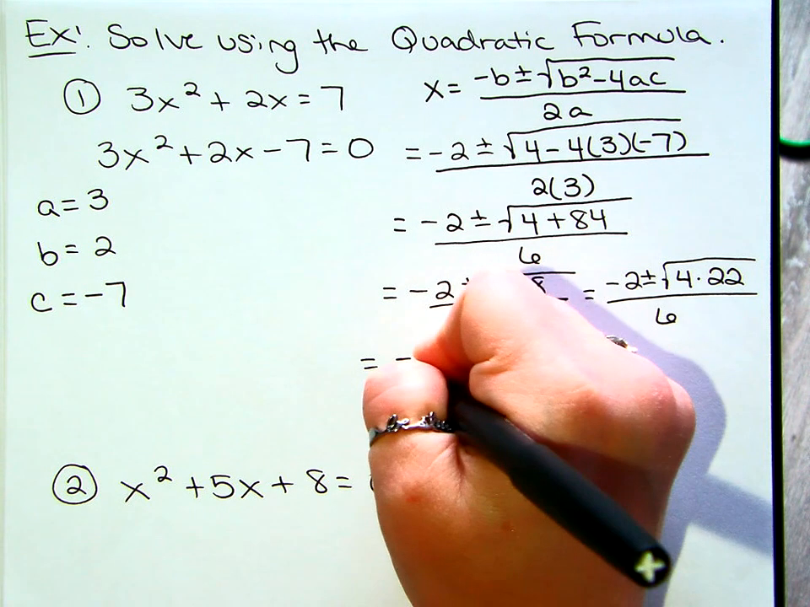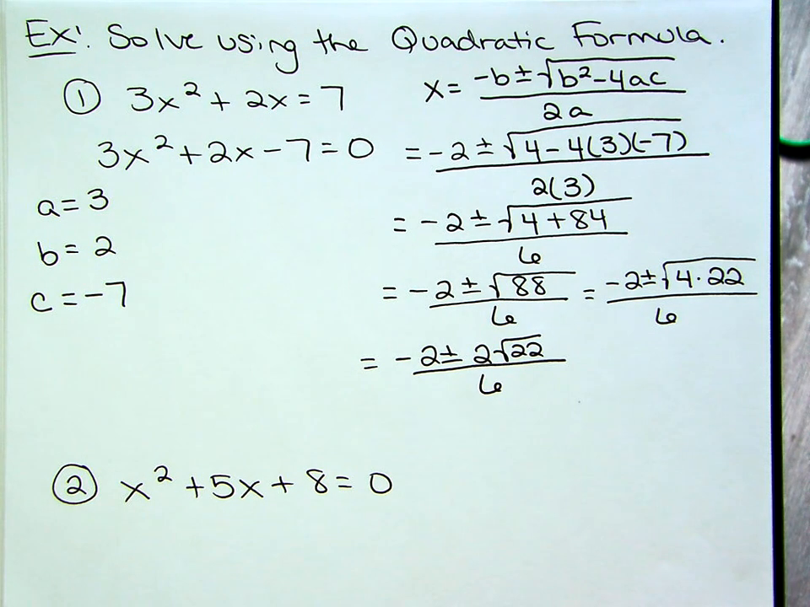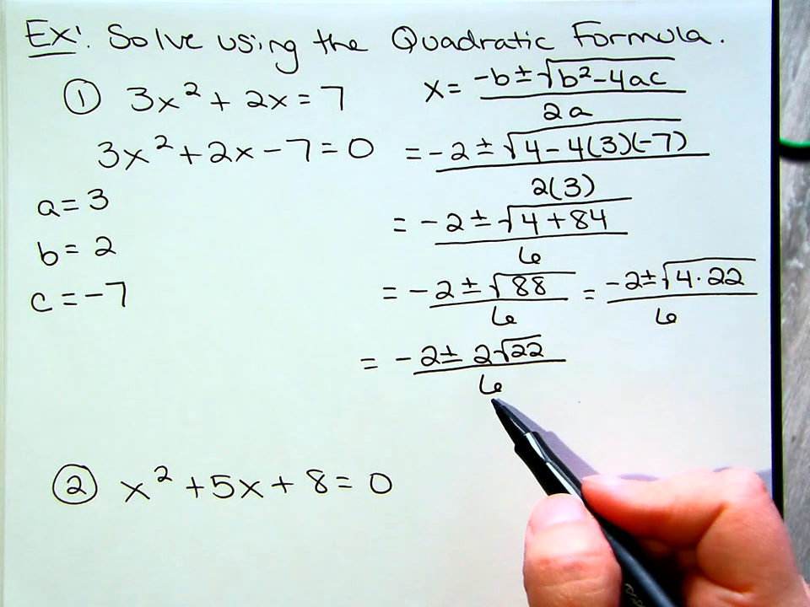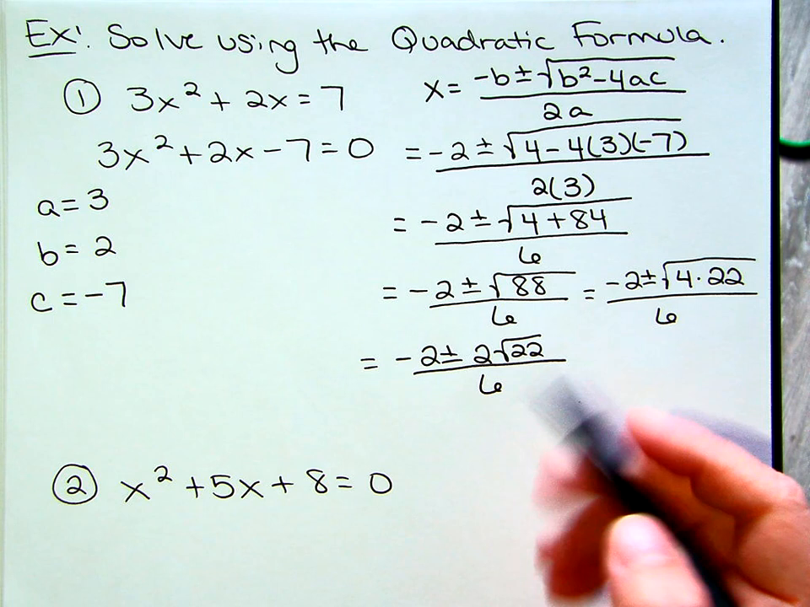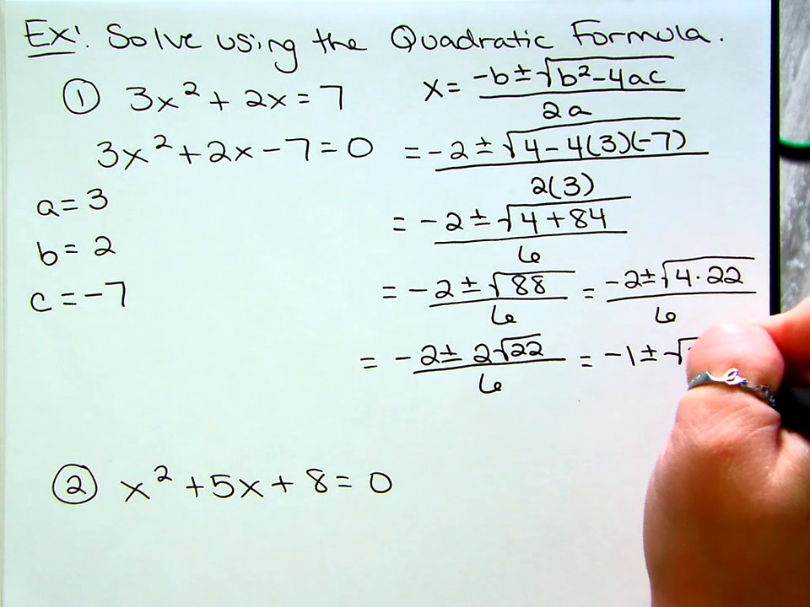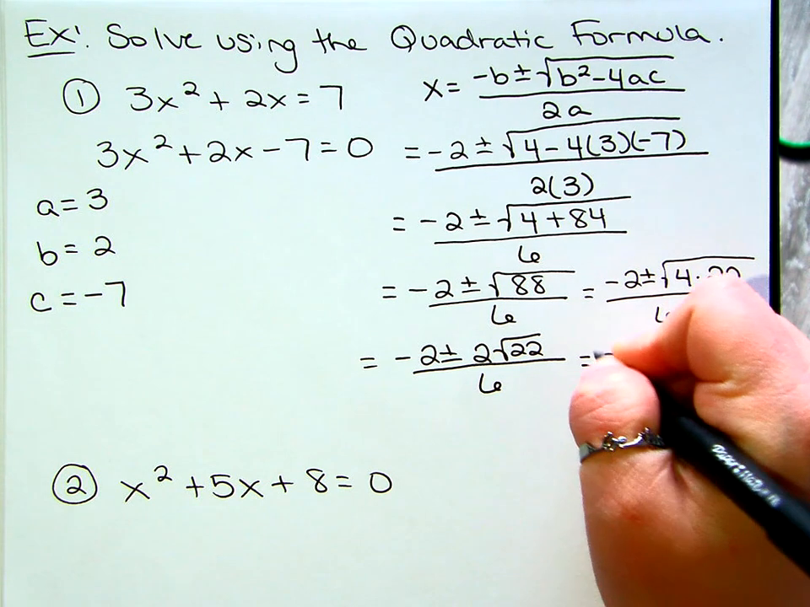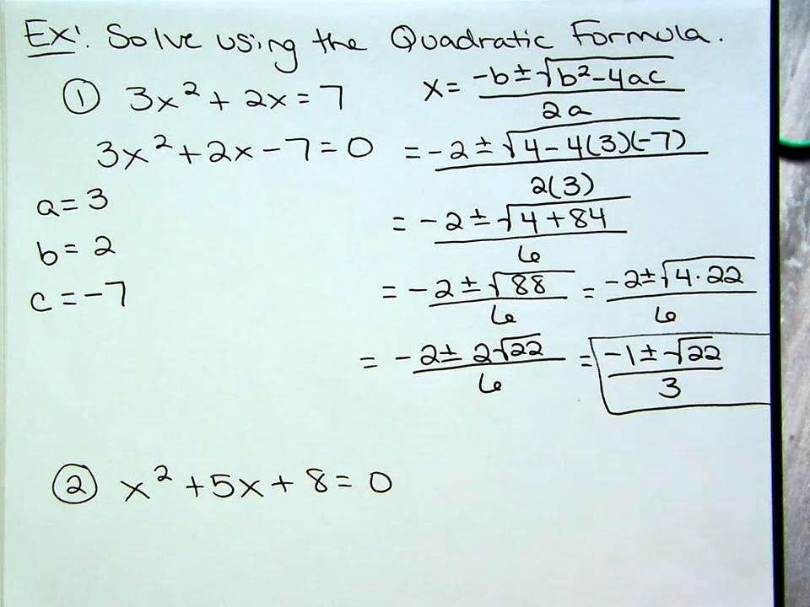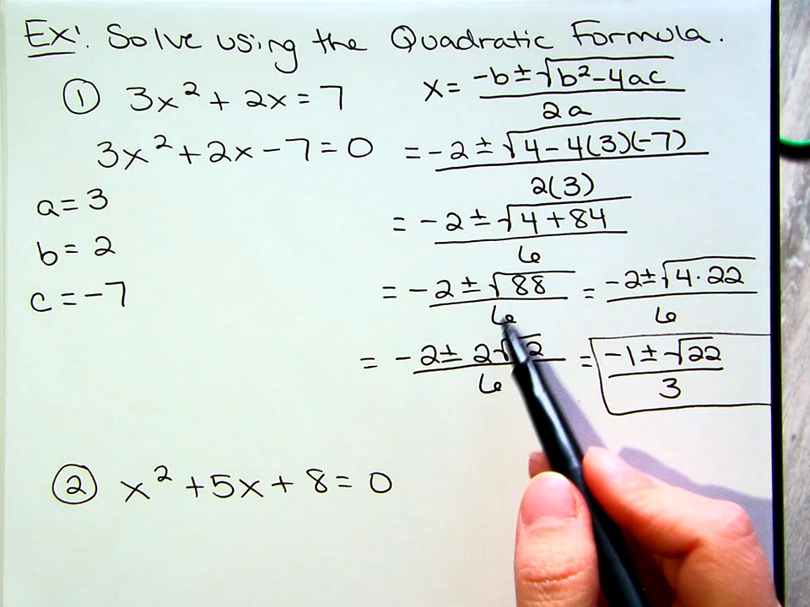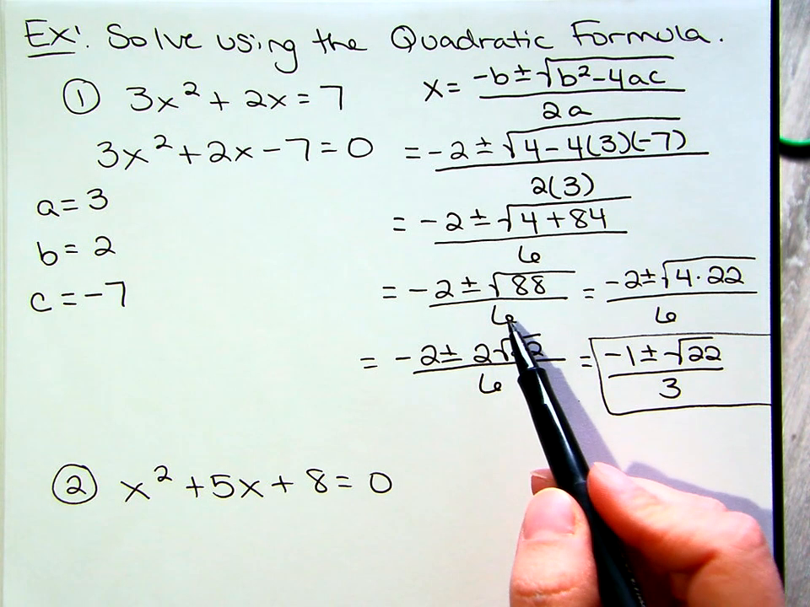And then look what we have. We have a negative 2, a 2, and a 6. Those all share a 2, so we can simplify that to negative 1 plus or minus the square root of 22 all over 3. One thing you don't want to do is say, well, 2 and 88 and 6 all have a 2 in common and try and cancel it out that way. You can't do that because the 88 is residing underneath that radical.